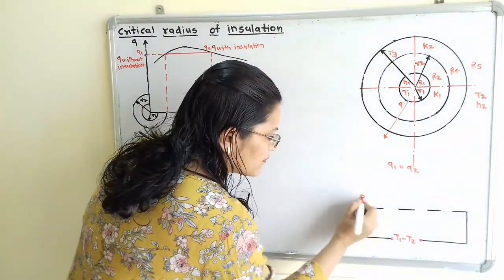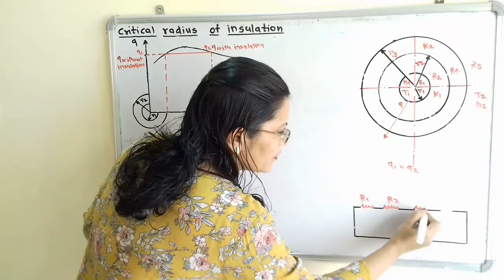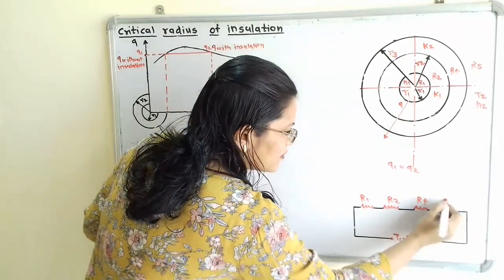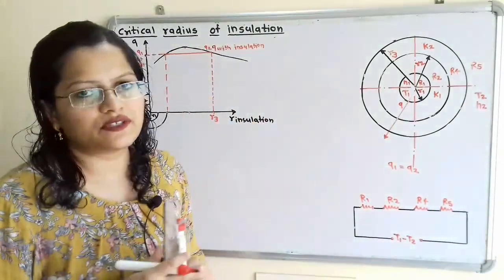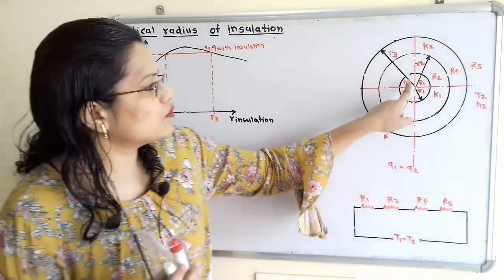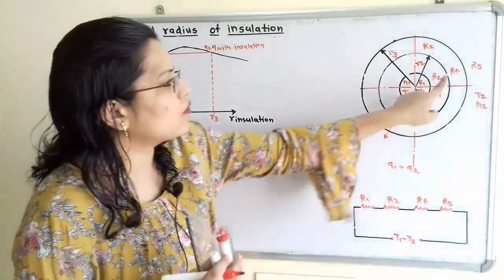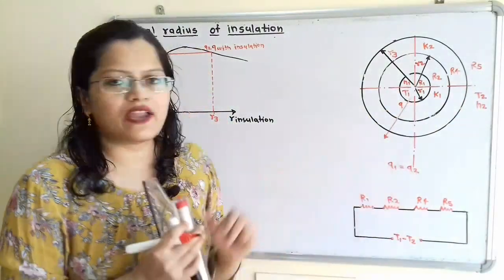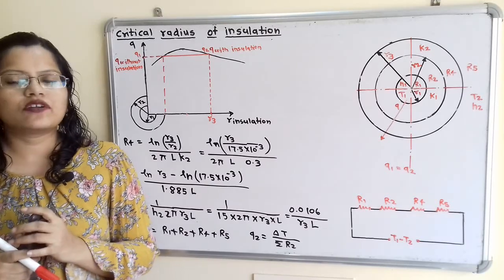So here is R1, R2, then R4 and R5. And here the temperature difference is T1 minus T2. Now R1 and R2 we have calculated earlier. So we have to calculate now only R4 and R5, and then we will find out the value of Q2. Now we will calculate R4.